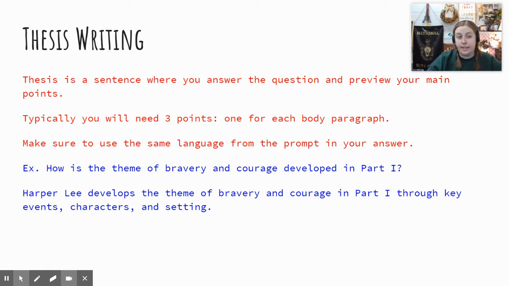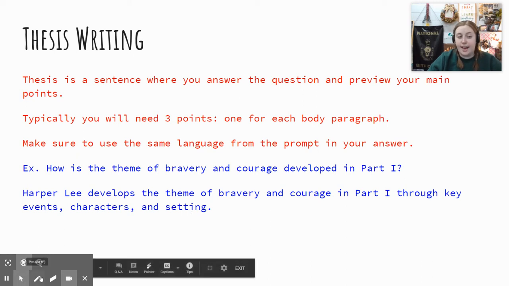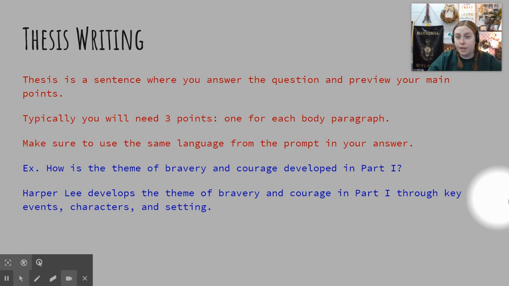This is the question that we're answering. How is the theme of bravery and courage developed in part 1? Okay, so this is an example of a thesis that you could use for your paper. Harper Lee develops a theme of bravery and courage in part 1. Again, I'm just rewording this and answering it through key events, characters, and setting. Okay, notice I have 3 clear points. My point 1 is my key events.